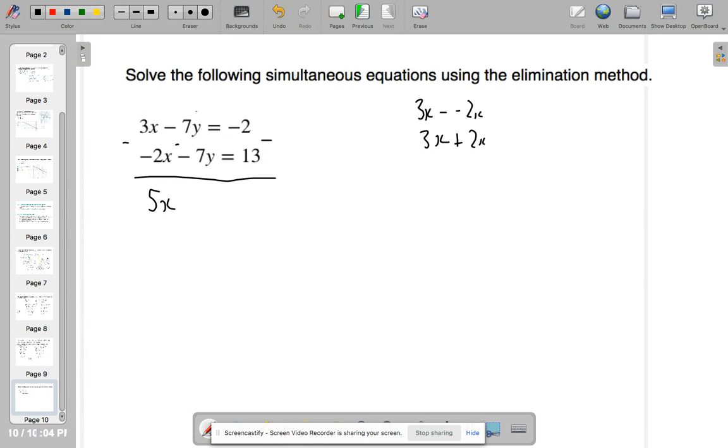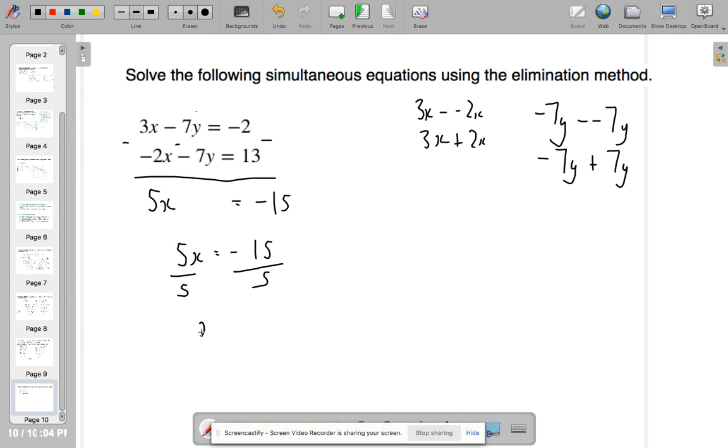Minus 7y minus minus 7y. Let's look at that. Remember, this is called elimination for a reason. You'll see what happens. Minus 7y plus 7y. Two minuses make a plus. That's going to be 0. So the y's disappear. And finally, negative 2 minus 13 is negative 15. So after the elimination, 5x equals negative 15. Divide through by 5 to get x by itself. x equals negative 3.